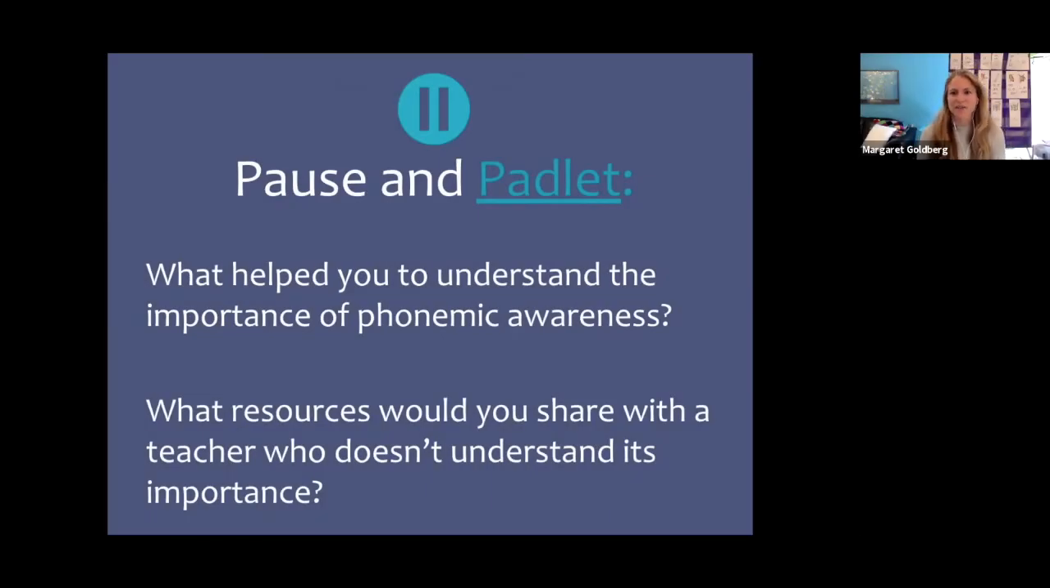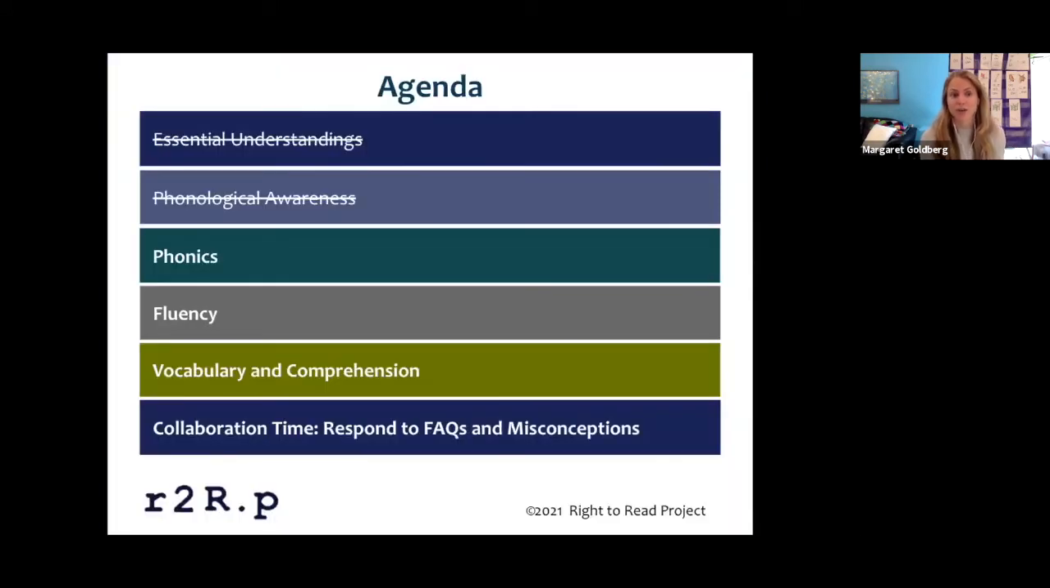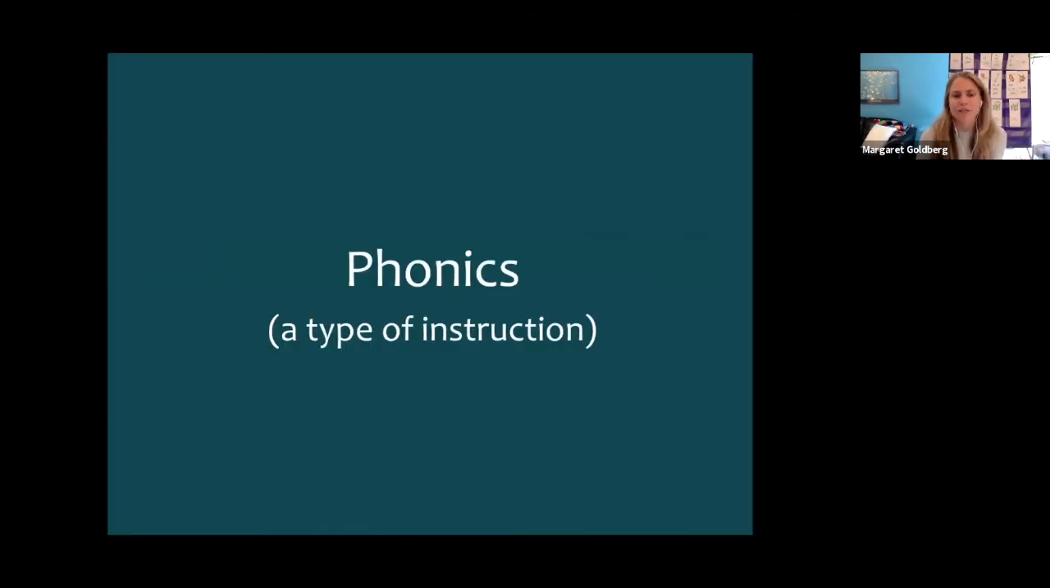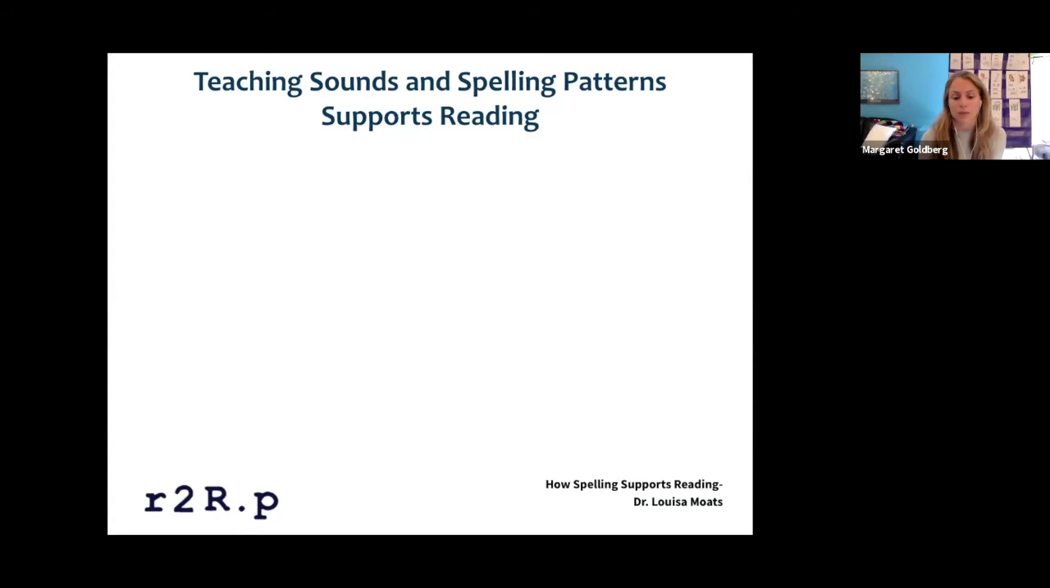All right, so feel free to continue adding into the Padlet if you were mid-thought and didn't get a chance to finish. But we're going to move on in the interest of time to start talking about phonics. So phonological awareness is necessary in order for phonics instruction to stick. A kid needs to understand the purpose of phonics. Prerequisite is phonemic awareness. So phonics is a type of instruction helping students understand how to connect the sounds and the letters that represent them.